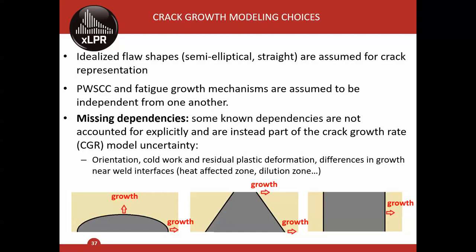The crack growth rate models include functional dependencies on predominant drivers of the growth, such as stress intensity factors, temperature, water chemistry, material condition, or loading characteristics. Certain dependencies are not explicitly captured and are instead considered in the uncertainty associated with each model. These include effects of orientation with respect to the material and manufacturing, cold work or residual plastic deformation, or differences in crack growth rates near interfaces, such as the heat affected zones or weld dilution zones.